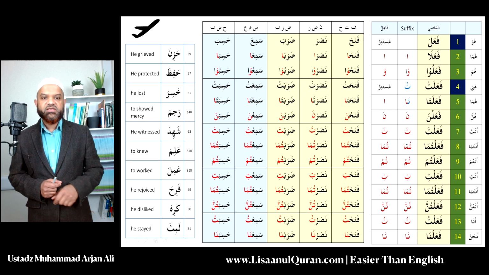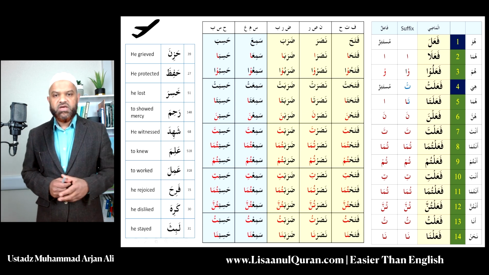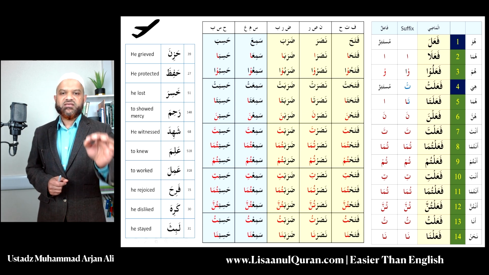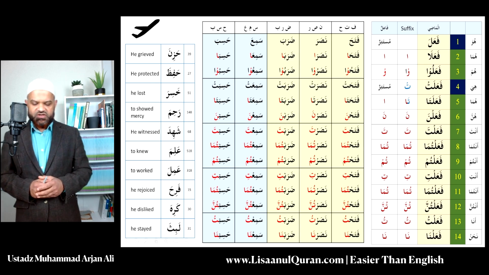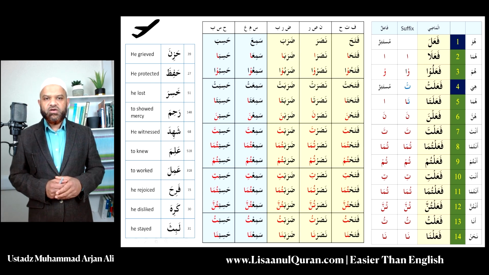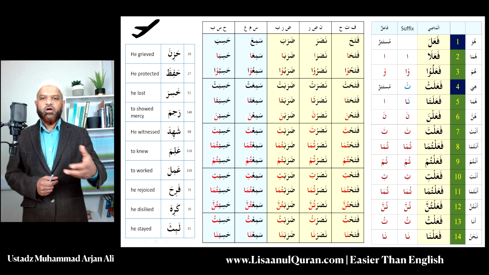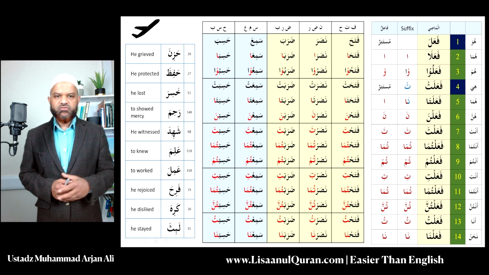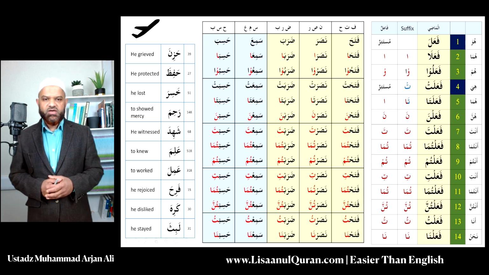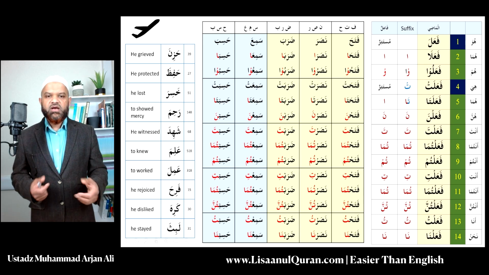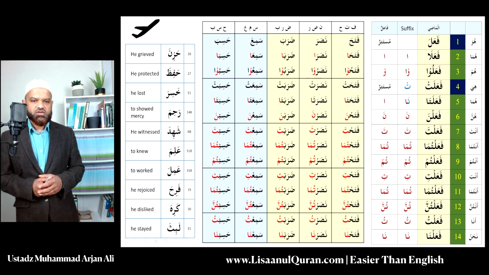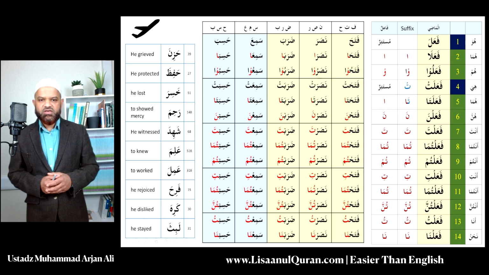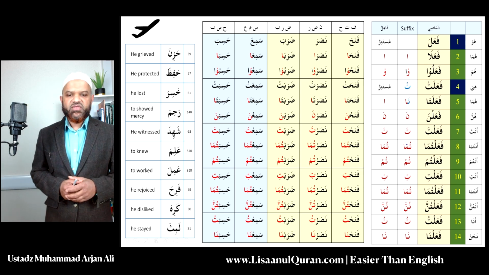And I'm going to give you a list of the most commonly occurring verbs in the Quran with the kasra in the middle. I gave you the one with the fatha earlier. So this is another screen. For example, you have here hazina, to grieve. Hafidha, to guard or protect. Khasira, he lost. Rahima, he showed mercy. Shahida, he witnessed. Alima, he knew. Amila, he worked. Fariha, he rejoiced. Kariha, he disliked. And lastly, labitha, he stayed.